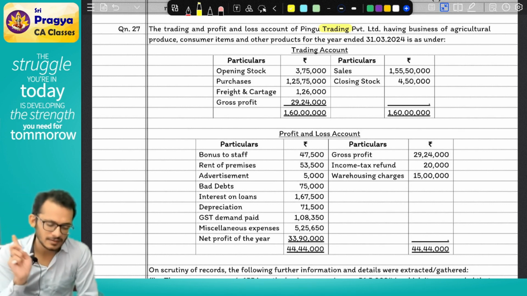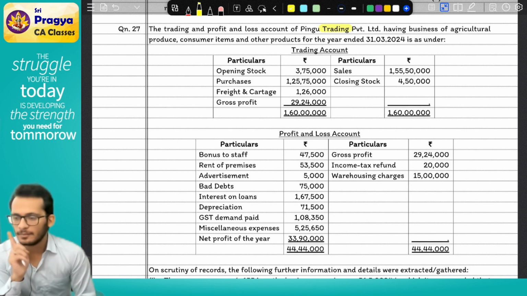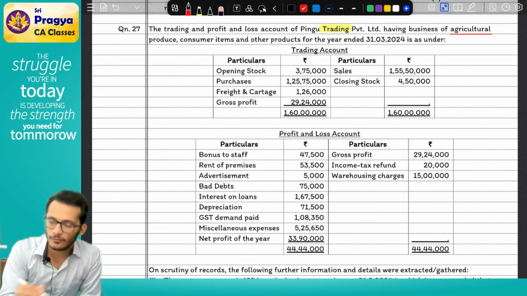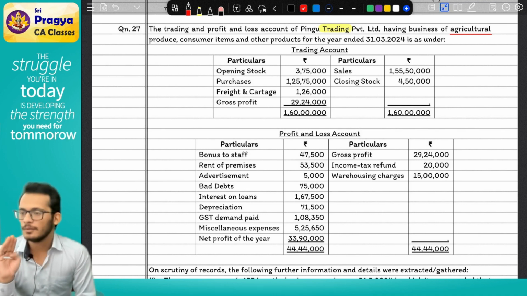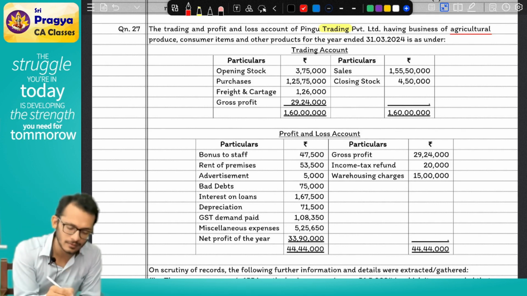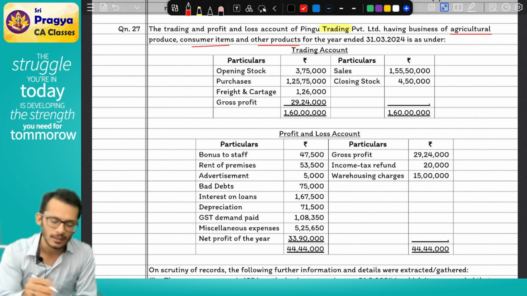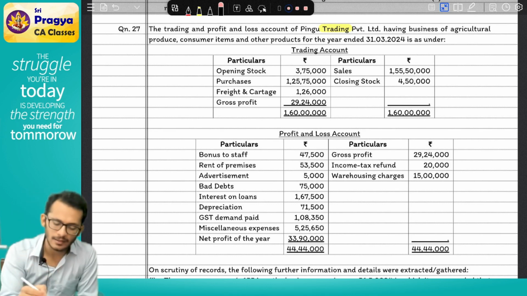Now the problem is, it says the trading and profit and loss account of Pingu Trading Private Limited has a business of agricultural produce, consumer items, and other products. Now, some people may look at this word agricultural produce and start thinking of the 40, 60, 35 rules. No. Understand, this person is in trading, which means his job is only to buy the product and give the product. He is not into agriculture. The hint itself is in the fact that they say agricultural produce, consumer items, and other products, which means the person is doing multiple things. Which means agriculture is not important. Yes or no? Yes. So the person is having a trading and profit and loss account. The year ended is 31st March 2024.